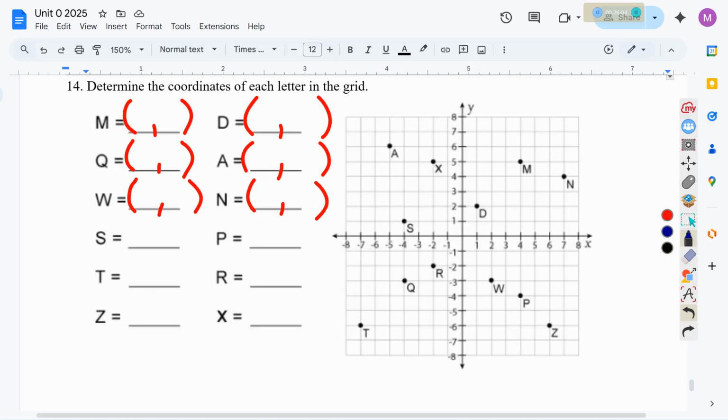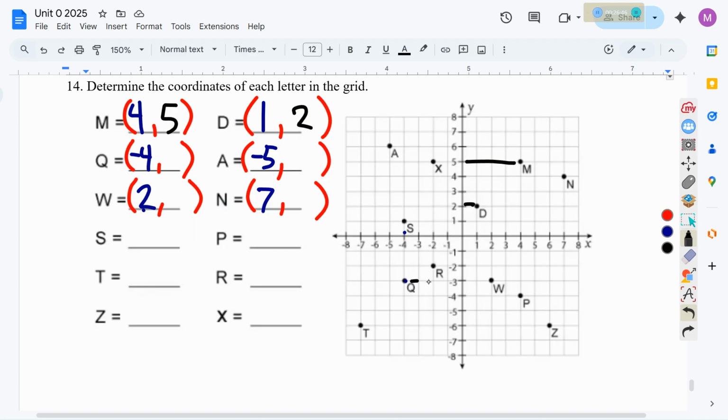So we'll get M. I can see M, the x coordinate for M is 4. The x coordinate for Q is negative 4. What's the x coordinate for W? The x coordinate for W is 2. The x coordinate for D is 1. And the x coordinate for A is negative 5. We can see the x coordinate for N is 7. So I just did a bunch of x coordinates to make sure you guys could get those. Now let's do all the y coordinates. M has a y coordinate of 5. D has a y coordinate of 2.